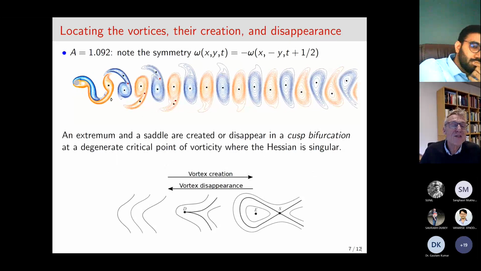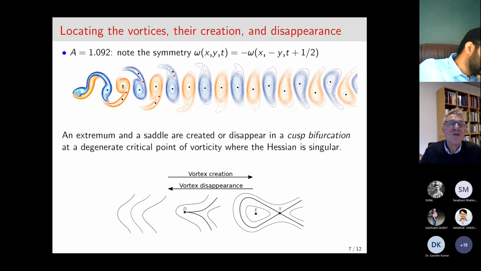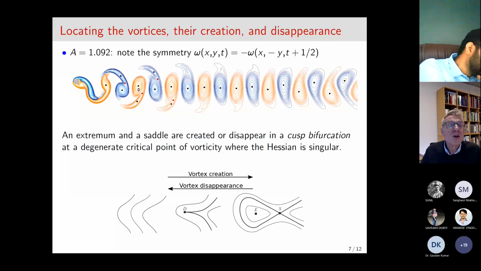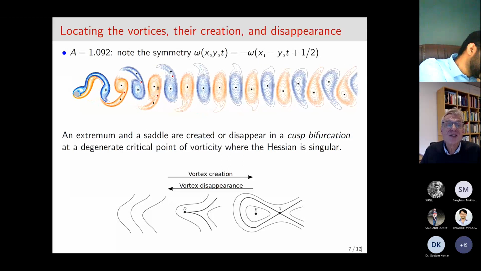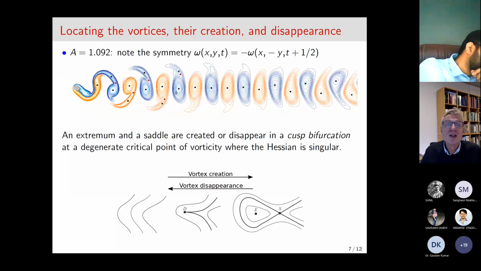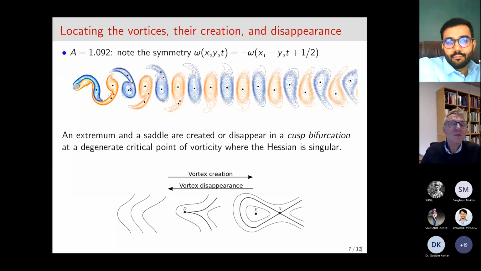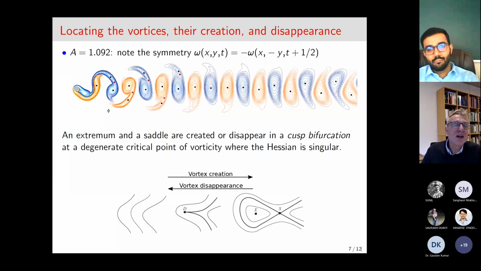Let me show you what happens if you identify these points here. So here I have added black dots. These are vortices, in the sense they are extremal points of vorticity, either positive or negative. I haven't distinguished between those. And then the red points are saddle points.